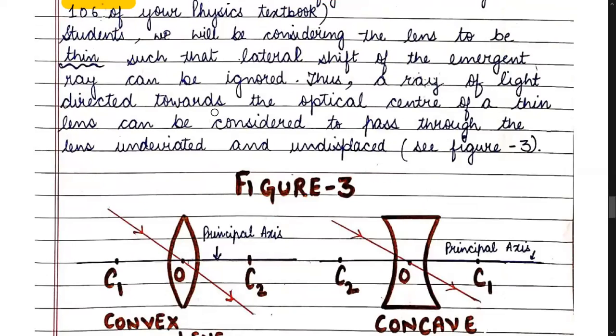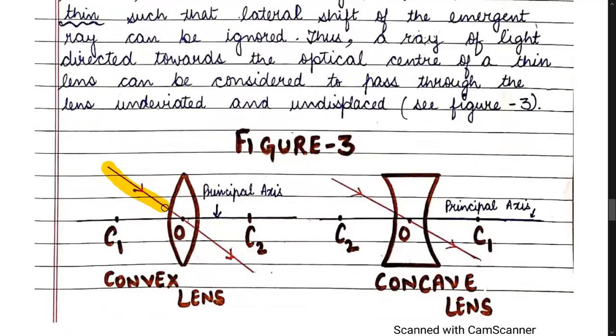Students, when we are doing the questions, we will be considering the lens to be thin, such that the lateral shift, which was done in chapter 4 also, the lateral shift of the emergent ray can be ignored. So thus, a ray of light directed towards the optical center of a thin lens can be considered to pass through the lens undeviated and undisplaced.